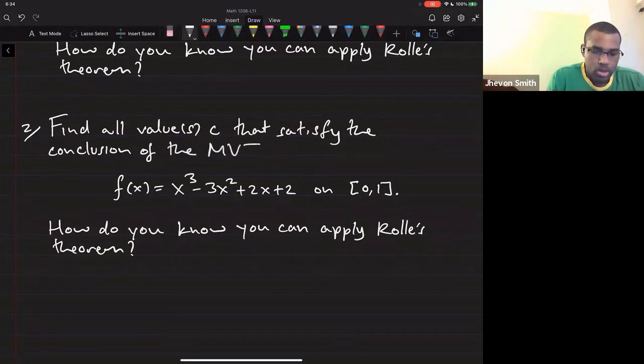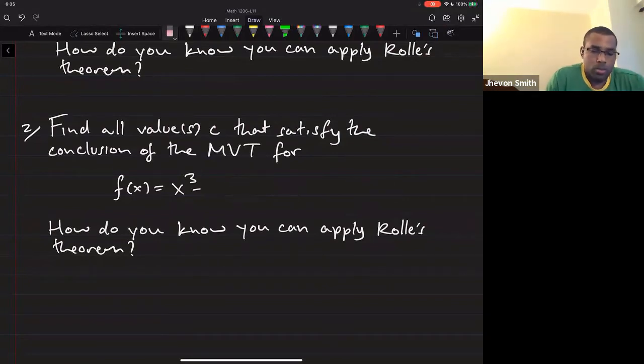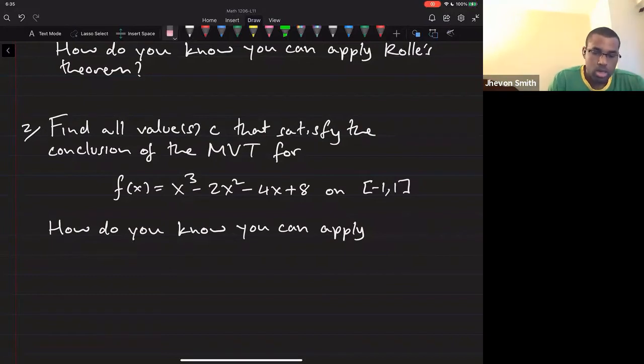The mean value theorem for x cubed minus 2x squared minus 4x plus 8 on the interval minus 1 to 1. How do you know you can apply mean value?